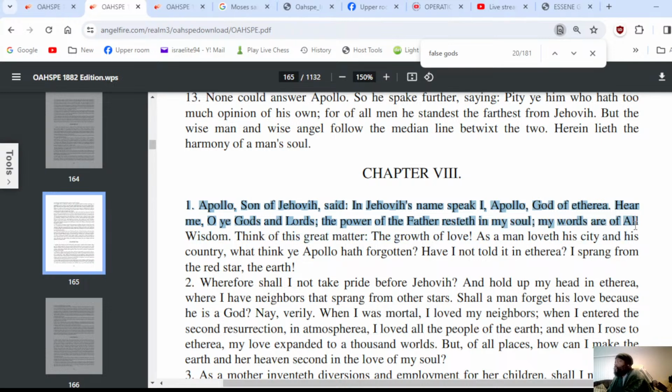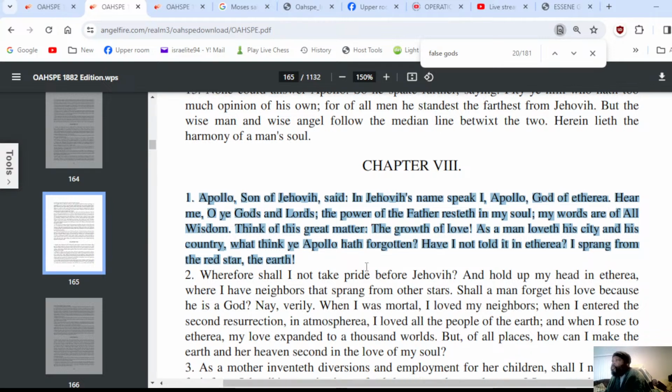Apollo, God of Ethria. Hear me, O ye gods and lords, the power of the Father resteth in my soul. My words are of all wisdom. Think of this great matter, the growth of love. As man loveth his city, his country, what think ye Apollo hath forgotten? Have I not told it in Ethria? I sprang from the red star of the earth.